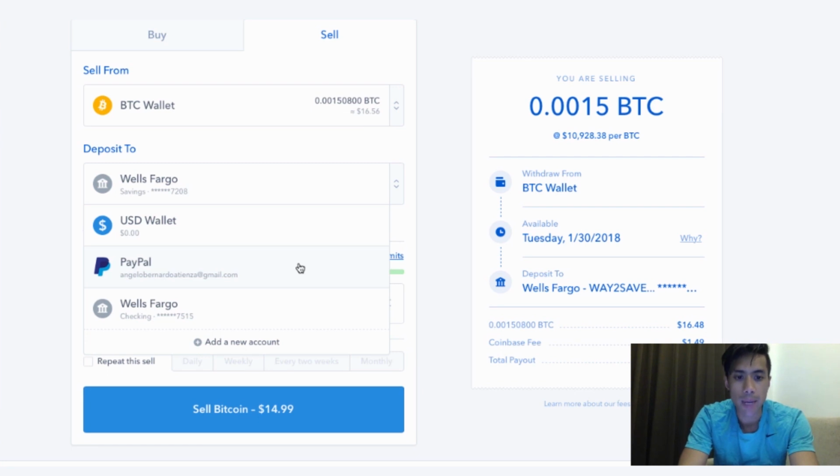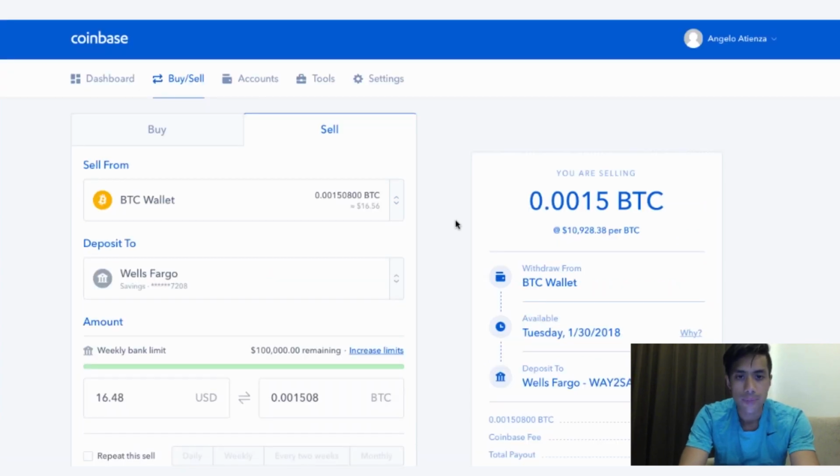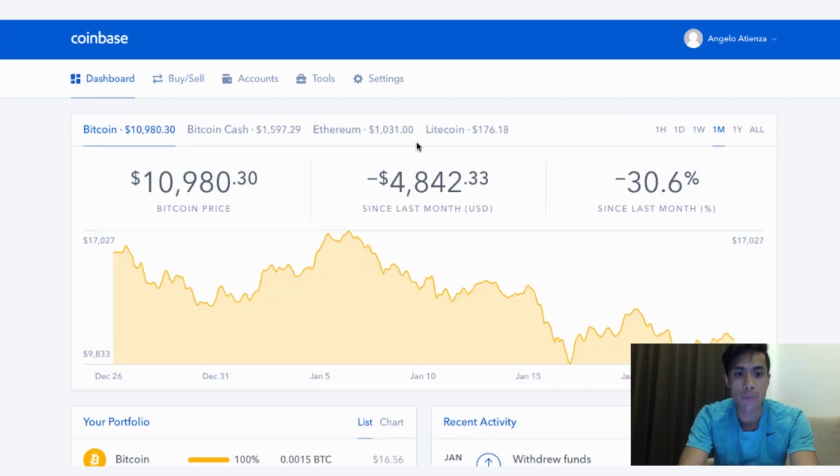Keep in mind that PayPal is available only for taking money out of Coinbase and not for putting money into Coinbase. Transferring money from Coinbase to either your bank account or PayPal can take anywhere from 1 to a few business days. And there you have it. You now know all the basics you need to be able to start buying and selling altcoins at exchanges.